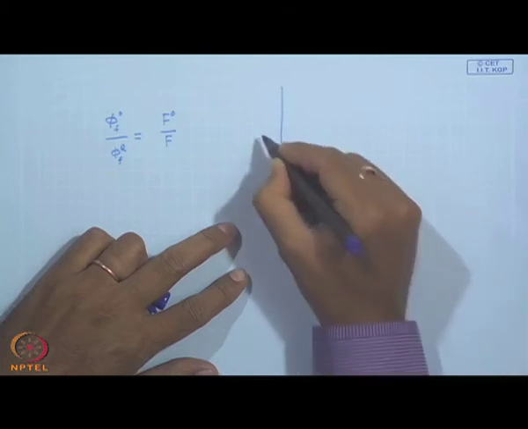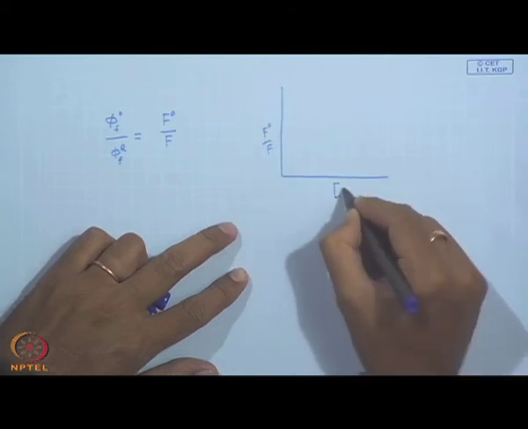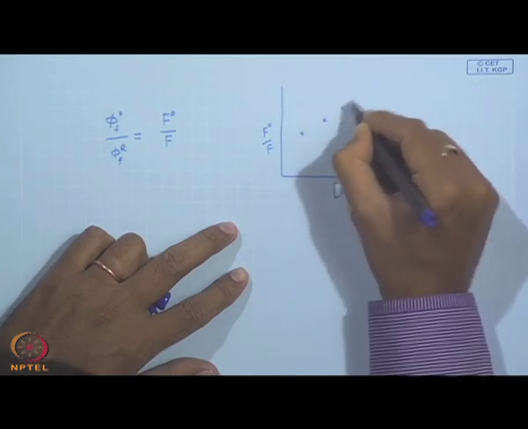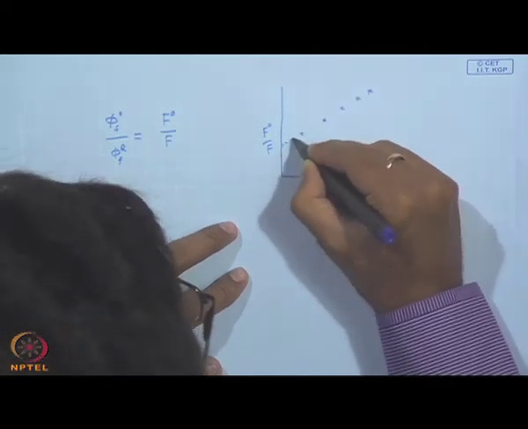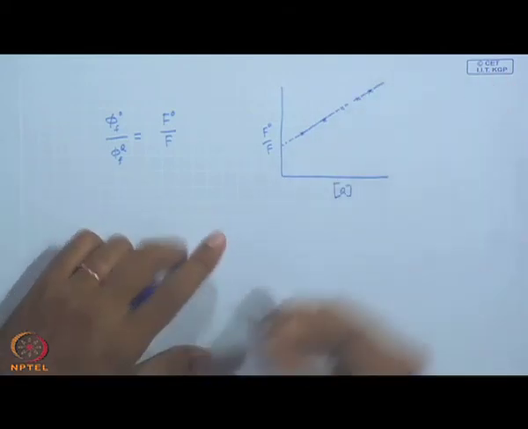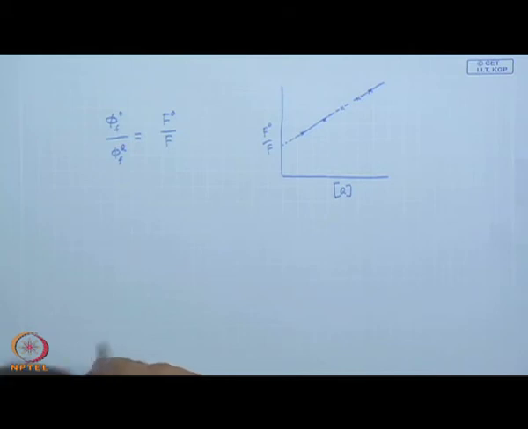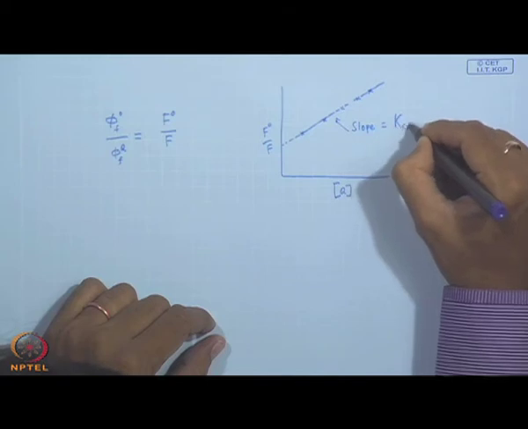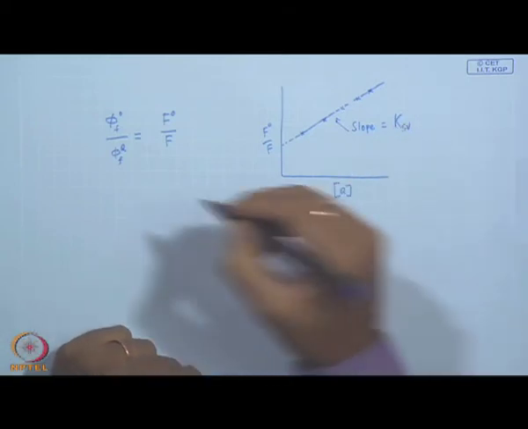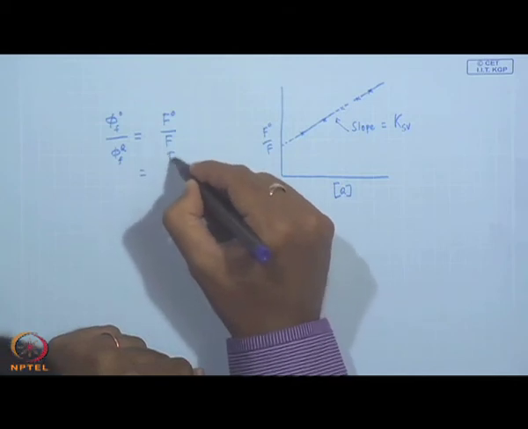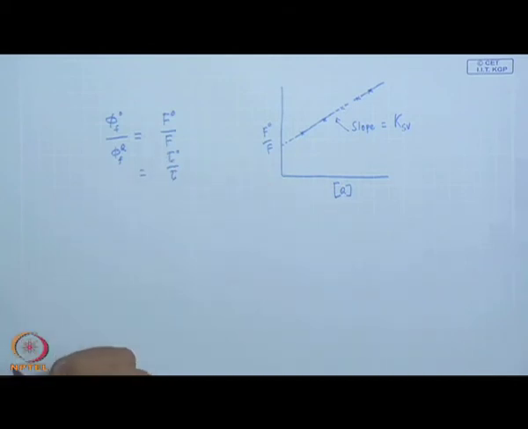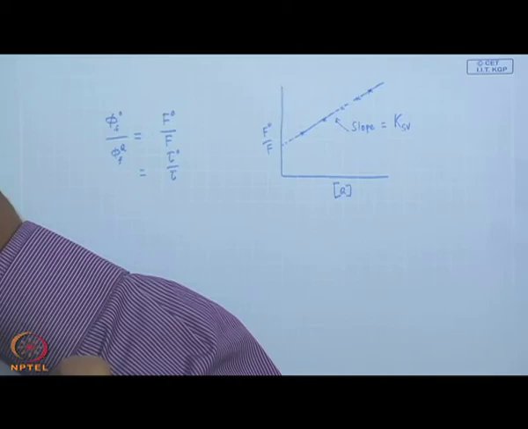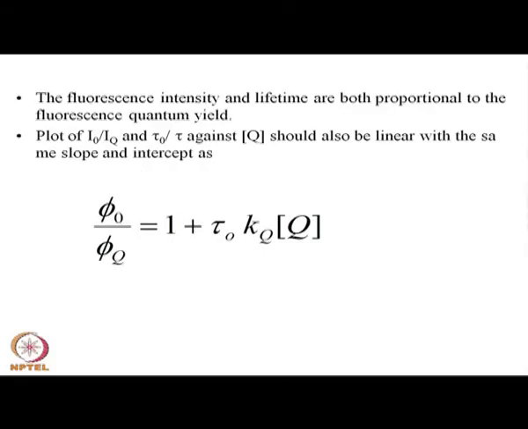Basically the plot will be F 0 by F as a function of quencher. You can generate data points like these and connect them with a line, then you should be able to find this Ksv, this slope will be equal to Ksv, that is the Stern-Vollmer constant. And from this you can also write tau 0 by tau, that is the lifetime in absence of quencher and in presence of quencher, you can get the similar thing like tau 0 by tau.